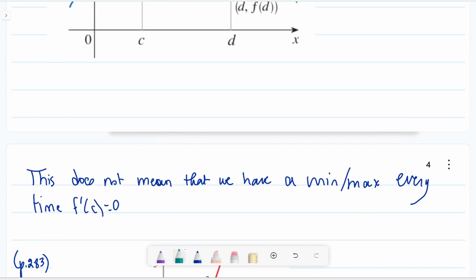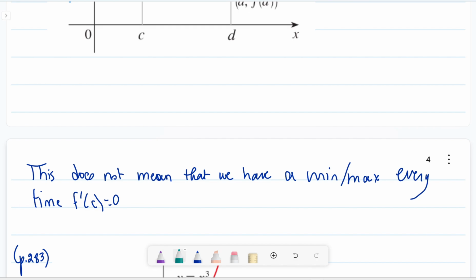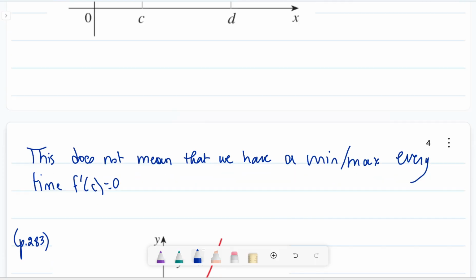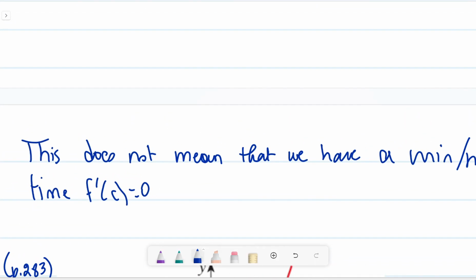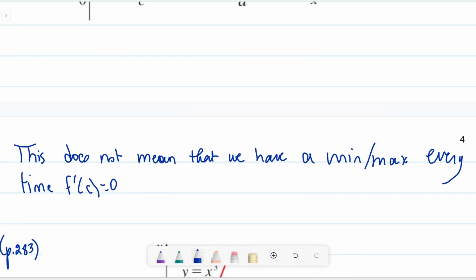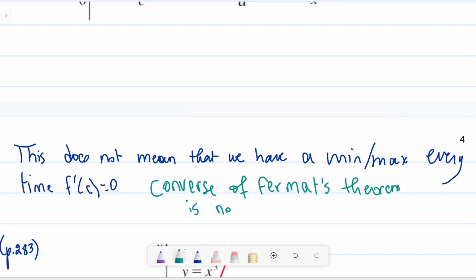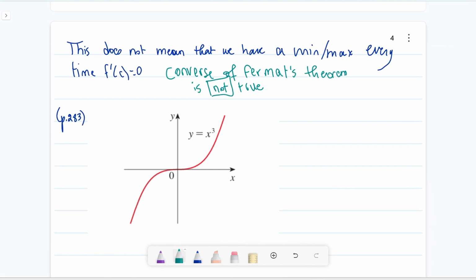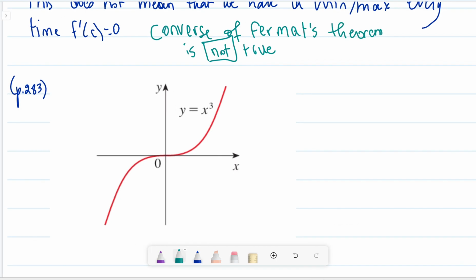However, one thing to point out is that the converse of this theorem is not true. So this theorem does not mean that we have a minimum or maximum every time the derivative is 0. And we will see examples to verify this, but this just is saying that the converse of Fermat's theorem is not true. So let's look at a few examples to verify that the converse is not true.